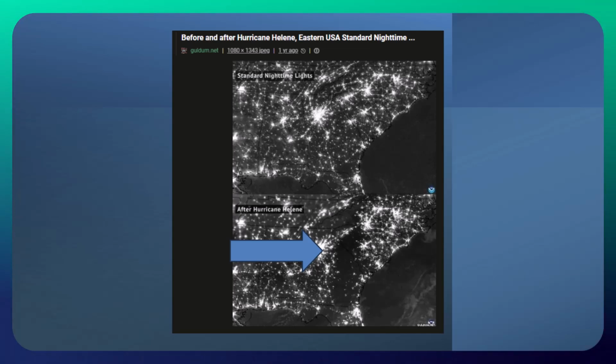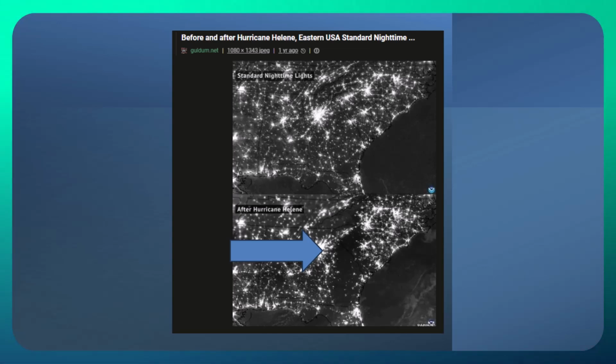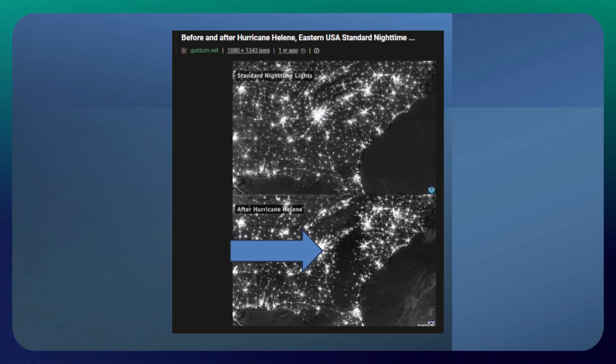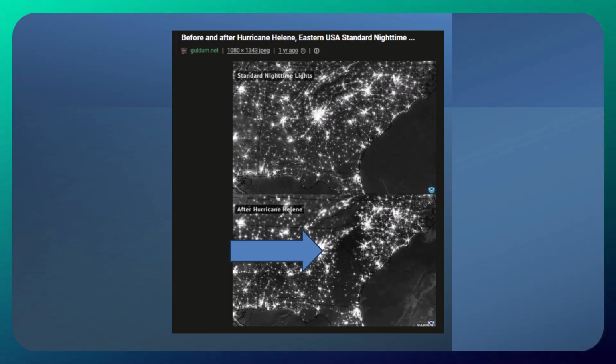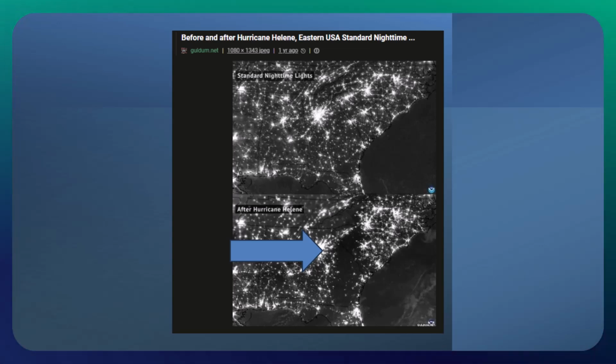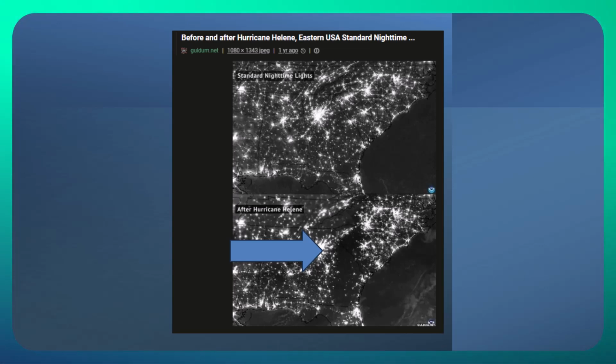On the screen before you, the top image is what the United States looks like from space at nighttime. That's the eastern seaboard, and you can see all those lights that light it up. In the second image below, you see what happened after Hurricane Helene hit, and you can see a huge dark swath going from the top of Florida all the way to the top of North Carolina. That's showing you where there's no power.